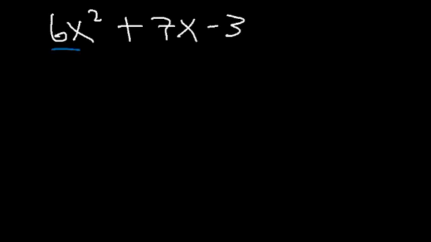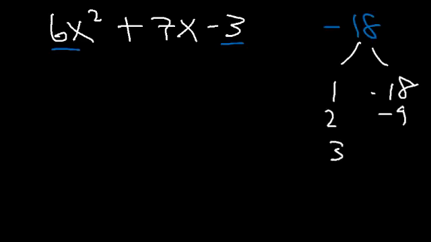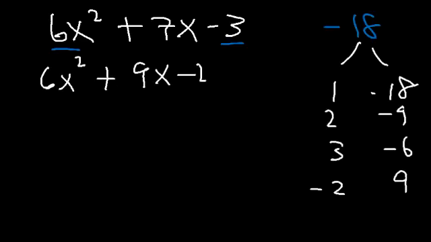So if we multiply 6 and negative 3, that is equal to negative 18. So we need to find two numbers that multiply to negative 18 but add to 7. So we have 1 and negative 18, 2 and negative 9, 3 and negative 6. Notice that 2 plus negative 9 is negative 7, but if we change it, negative 2 and positive 9 adds up to positive 7. So let's replace 7x with 9x minus 2x. The order doesn't matter. We could make it negative 2x and 9x.